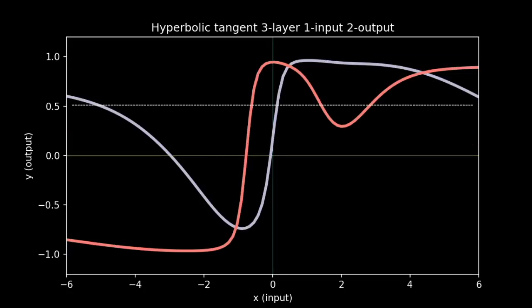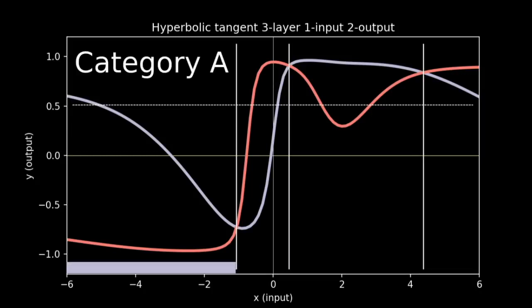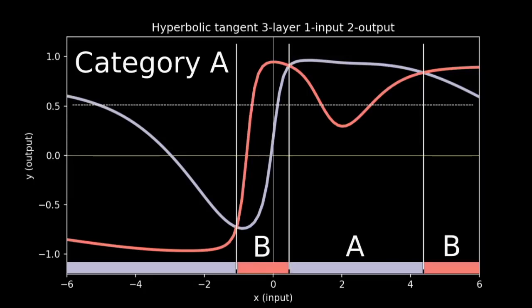Wherever the one output is greater than another, it can signify that one category dominates another. Graphically, wherever the two output functions cross, we can draw a vertical line. This chops up the input space into regions. In each region, one output is greater than the other. For instance, wherever the blue line is greater, we can assign that to be category A. Then wherever the peach-colored line is greater, those regions are category B.